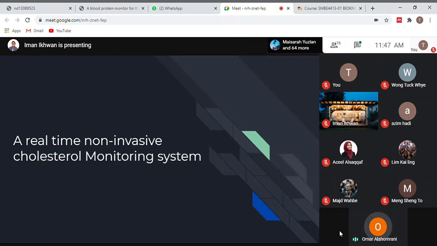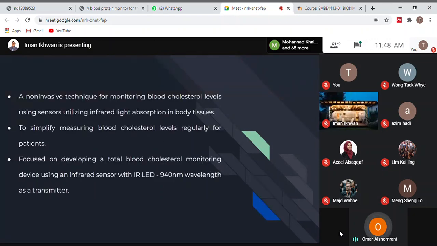Now I will be explaining a real-time, non-invasive cholesterol monitoring system. Next slide. This technique is a non-invasive method for monitoring blood cholesterol levels using sensors that utilize infrared light absorption in body tissues. It simplifies measuring blood cholesterol levels regularly for patients. It is focused on developing a total blood cholesterol monitoring device using an infrared sensor with an infrared LED of 940 nanometer wavelength as a transmitter.